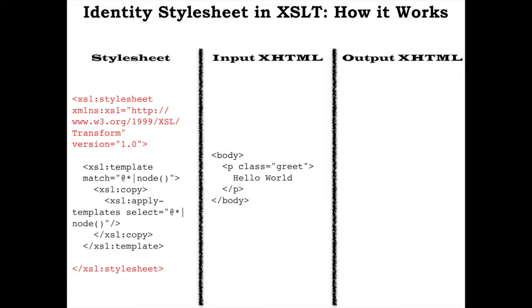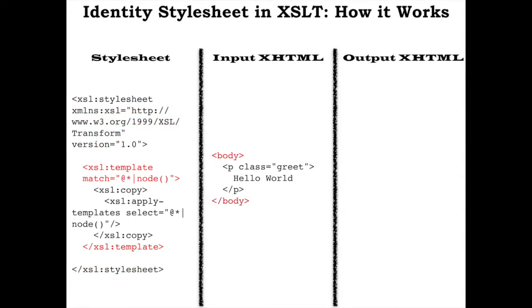So what you see in the middle is the input. We've got a body tag here that has a paragraph element inside of it that has a class of greet, and then the text hello world. So this is going to be our hello world for XSLT. And let's see what happens as we run this XHTML through the style sheet.